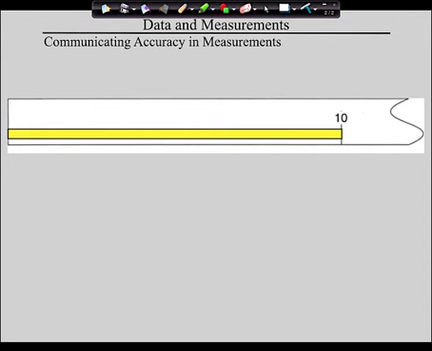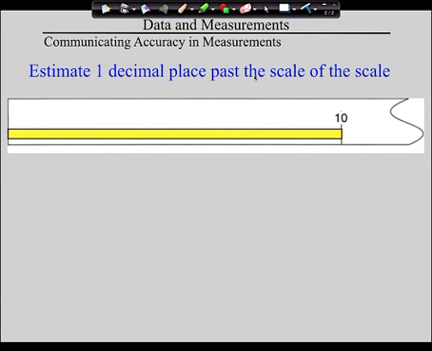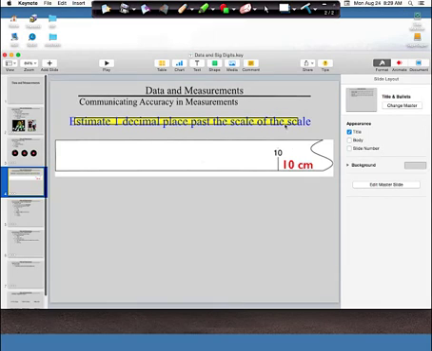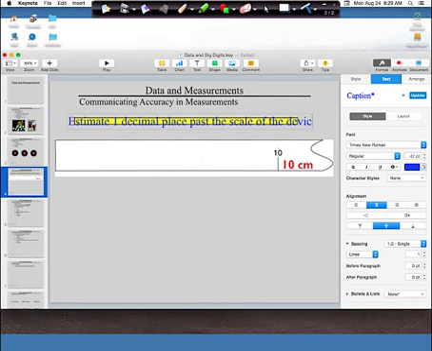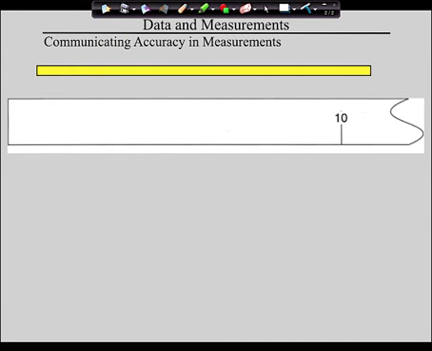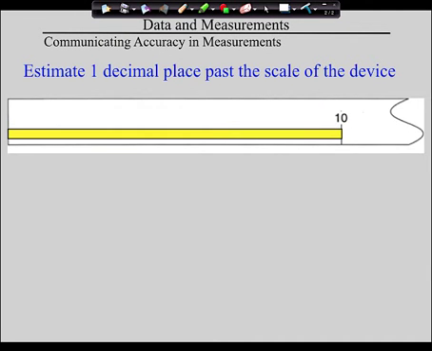But guys, there's something going on here that you're going to be held accountable for the rest of the year. This you do need to write down. When you make a measurement, this is the rule. You ready? It's in blue. You always estimate 1 decimal place past the scale of the device. The scale of the scale. In the dictionary under redundant, it says see redundant. There we go. Estimate 1 decimal place past the scale of the device.